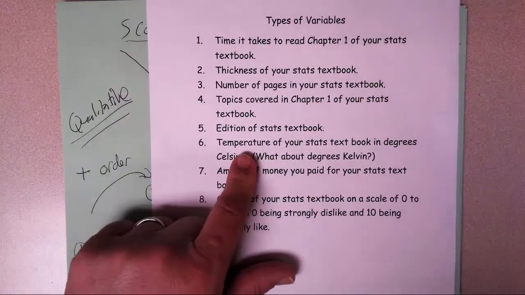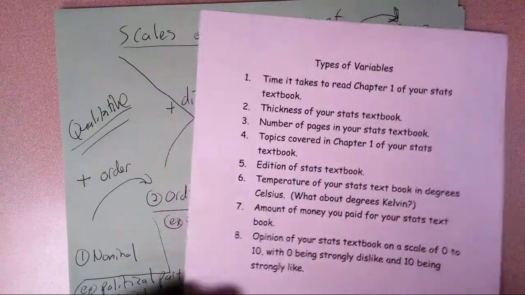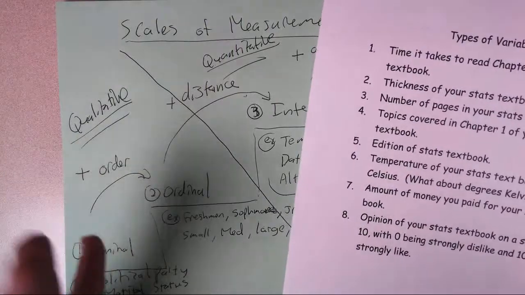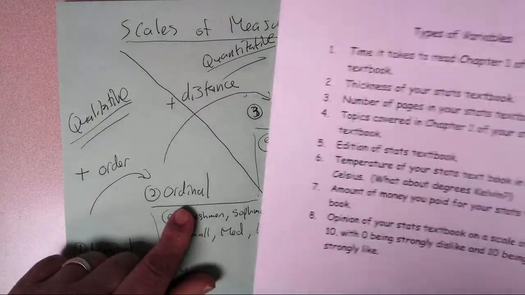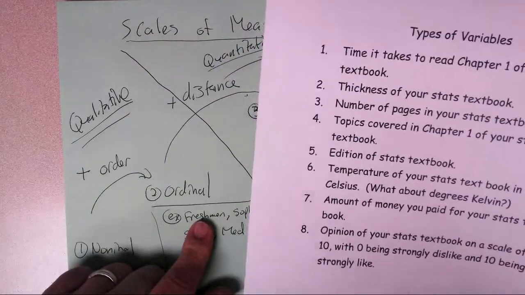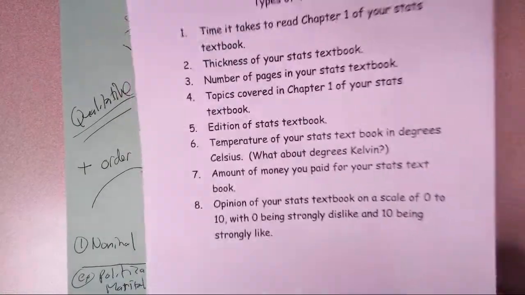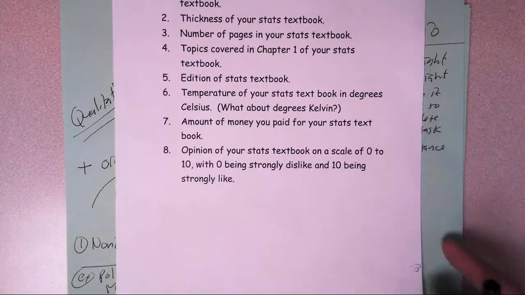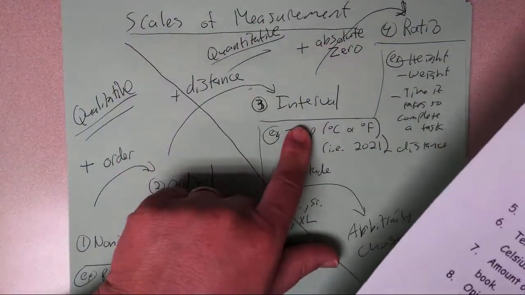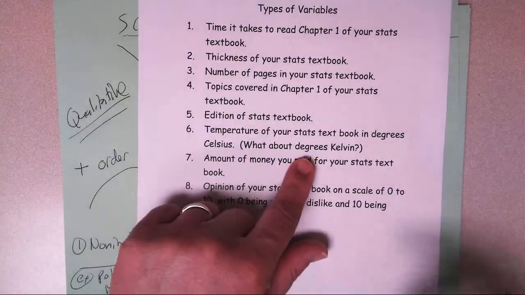Okay. Edition of your stats textbook. Okay. Again, we remember before we said the edition was qualitative because you can't add or subtract them. Okay, so in this case, though, the edition has a natural ordering to them. They came out in an order: the first edition, second edition, third edition. So that's ordinal. So that's an example of ordinal. The temperature of your stats textbook in degrees Celsius, well, that's interval. Okay, degrees Celsius.